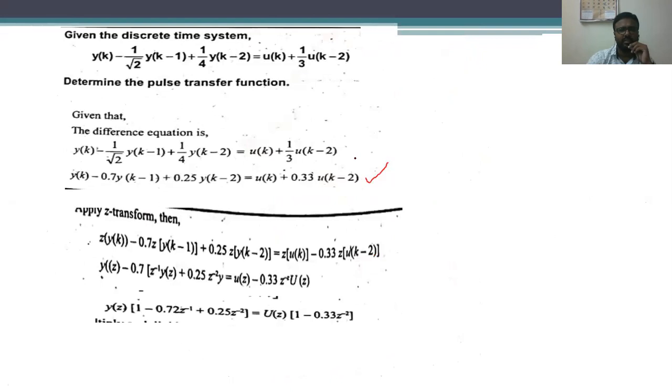After that, the second part of the second unit is the pulse transfer function. We have seen the determination of C(z) divided by R(z) for open loop systems and closed loop systems, and based upon these two systems, we have also solved plenty of problems. So with this, we are going to wind up the class for today.